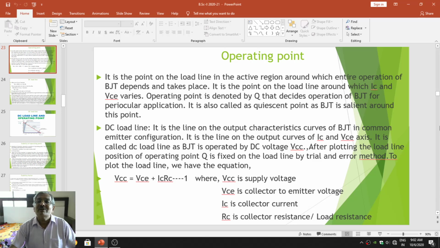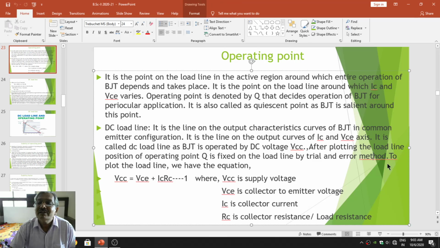In yesterday's lecture we started with the second topic, namely transistor biasing. Yesterday we introduced the topic and then we studied why biasing is necessary, under the title known as need of biasing.